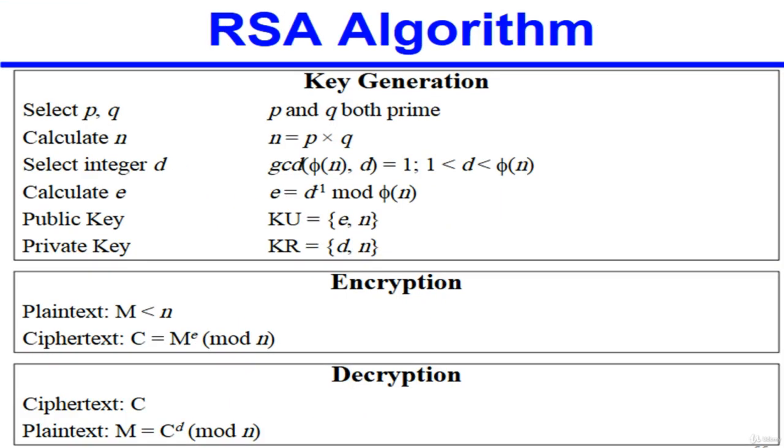The RSA algorithm requires key generation, encryption, and decryption. Let's look at some of the math for each. In key generation, we select numbers P and Q, where P and Q are both prime numbers. We calculate n by multiplying P and Q. Also note that in encryption, the ciphertext C equals M to the e modulo n. And in decryption, the plaintext M equals C to the d modulo n.